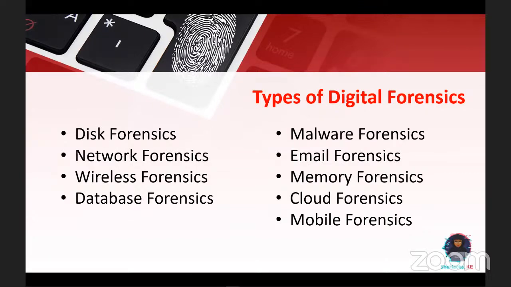So we have quite a number of the types of forensics that are out there. We have disk forensics, we have network, wireless, database, malware, email, we have memory, cloud, and mobile. And for example, let's say disk forensics, basically it deals with extracting data from storage media, let's say a hard disk, by searching for active, modified, or deleted files. The perpetrator may have deleted or may have modified some files on a system, and this is basically what investigators will try to look for.